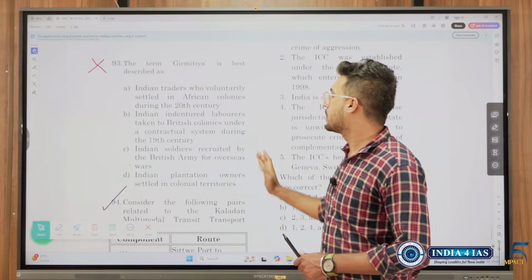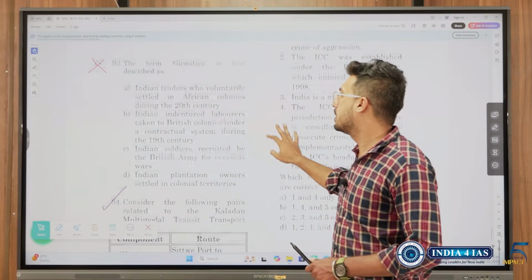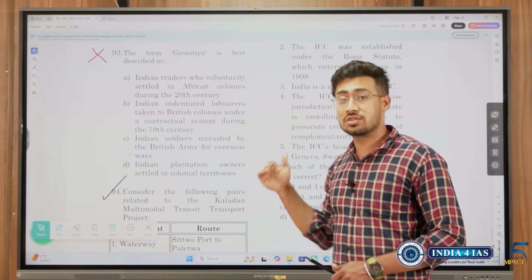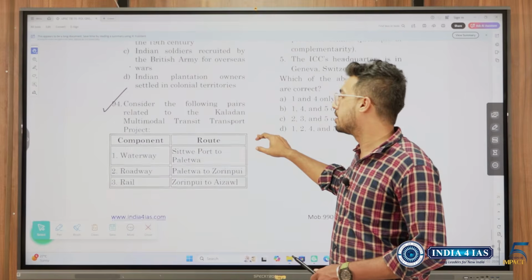Term Girmitia, I saw the options, there was no way of reducing it. So it was better meant to be skipped. The trick does not work because the options formed are difficult. See, if the options and statements formed are easy, then we can deduce it. Here we couldn't have deduced it.